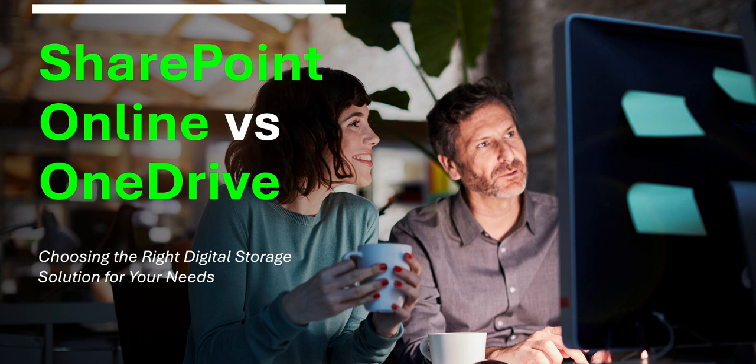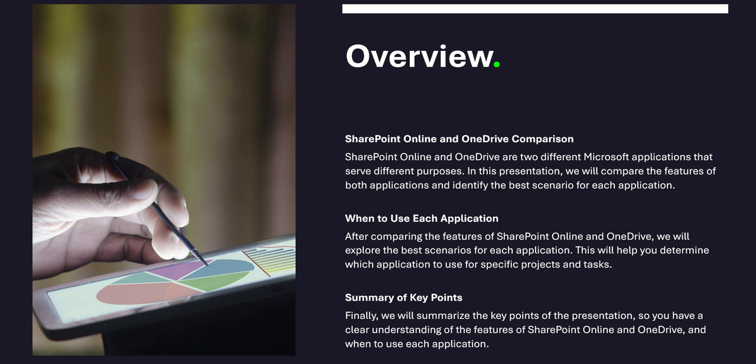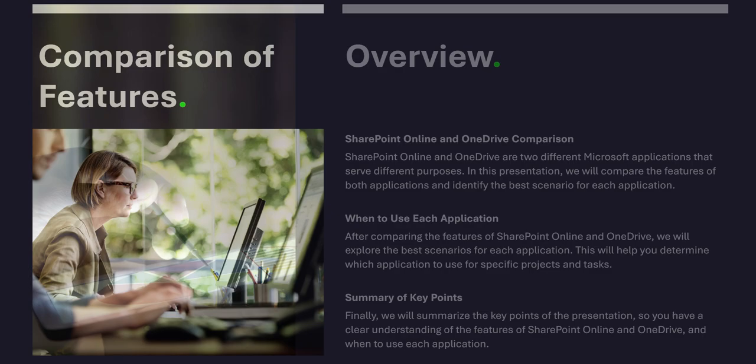The objective of this video is to help you to choose the right digital storage solution within Microsoft 365 for your needs. So, a quick overview: SharePoint Online and OneDrive comparison. SharePoint Online and OneDrive are two different Microsoft applications that serve very different purposes. In this presentation, I'm going to show you and compare the features of both applications and identify the best scenario for each application. After comparing the features of SharePoint Online and OneDrive, we will explore the best scenarios for each application. This will help you determine which application to use for your specific projects and tasks. At the end, we're going to summarize the key points.